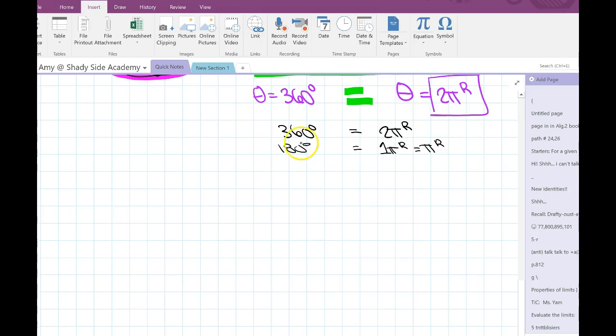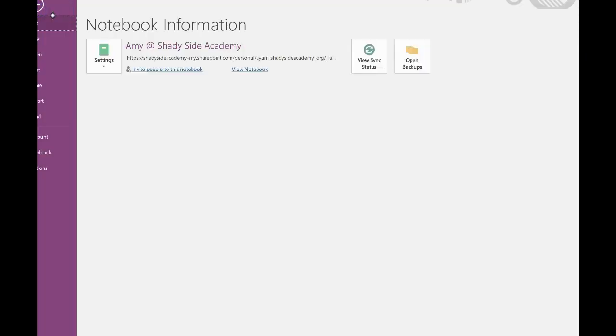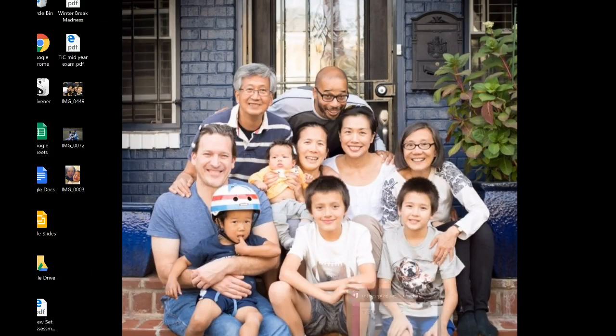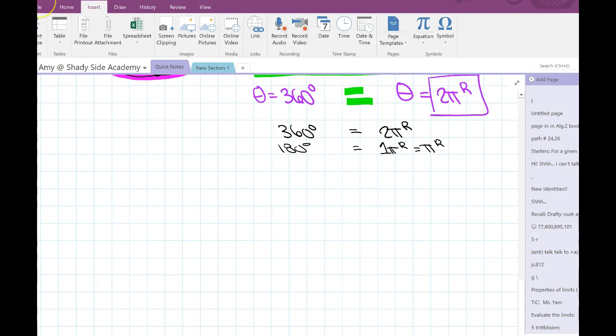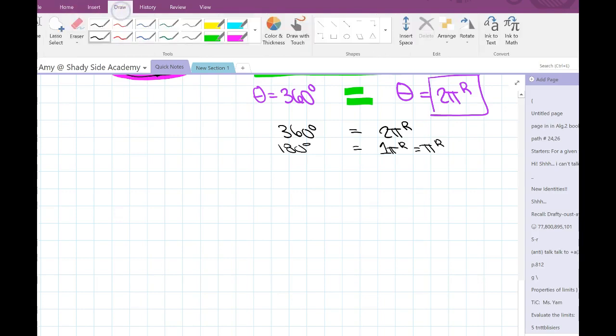All right. So now you have your first automatic: 360 degrees is 2 pi radians. And all I'm going to do here is erase this because I want to make room between 360 and 180. So we know 360 is 2 pi radians. You know 180 degrees is 1 pi radians, or pi radians.